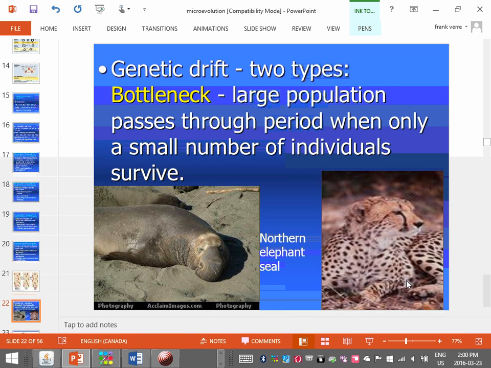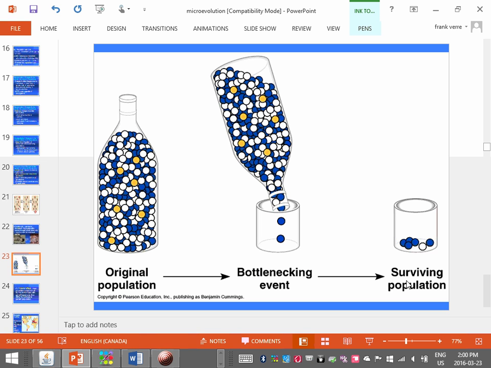Now, I'm going to show you something that has to do with drift called bottlenecking. Do you know what a bottleneck is? If you visualize a bottle, as you go up the bottle, the diameter of the neck decreases, right? So it kind of looks like this. Let's imagine we have a random chance event, because drift is all about randomness.